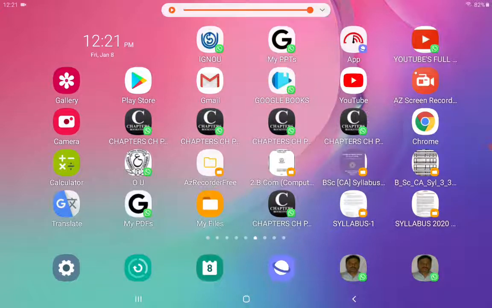Good afternoon. First year BCom computer applications, second semester. Similarly, first year BA computer applications, semester 1, that is programming in C. We discuss all the important points about C programs.